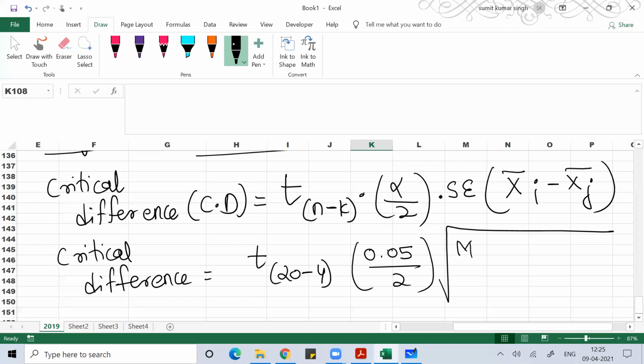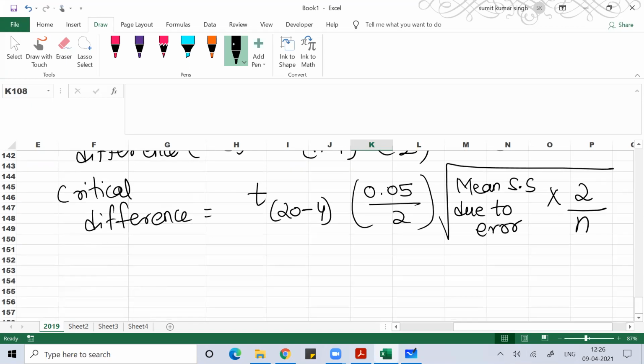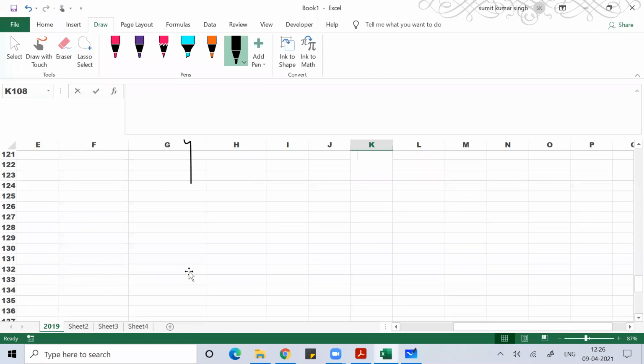We use the mean sum of square due to error, into 2 by n. This is the formula we use. n is the number of data in each column or row in the k. So this is the critical difference.